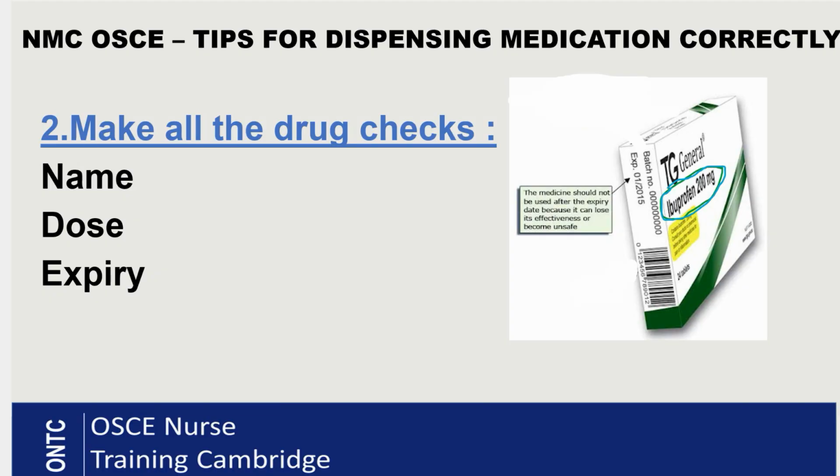Number 2, medication checks. Now this is really important, because it would be very unsafe practice if you're dispensing and you're not checking the name of the drug or the dose or the expiry date, because then how do you know that drug is safe to give to your patient? Now the other thing is, you may be checking with your eyes in your exam, but you're not verbalizing it. If you're not verbalizing it, your examiner will take that as not done. So it's really, really important that you verbalize the name of the drug.